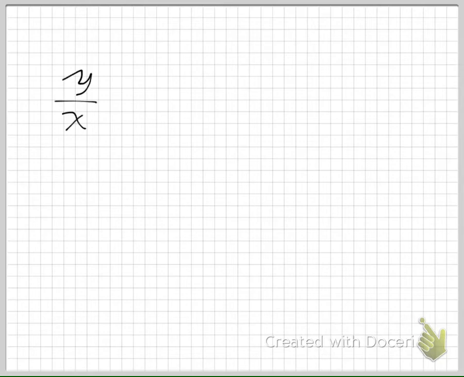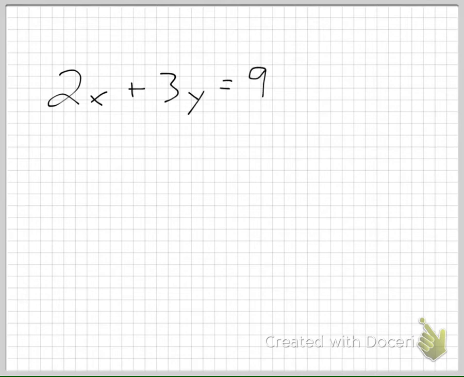You can't have y over x plus 7 equals 4. This does not work because the x is a denominator. Does that make sense? That right there tells you it's not going to be a line. Also, any of the variables, if I have 2x plus 3y equals 9, first of all, you tell me, is that a line? Is that a linear equation? Yes, an x plus a y equals a number.